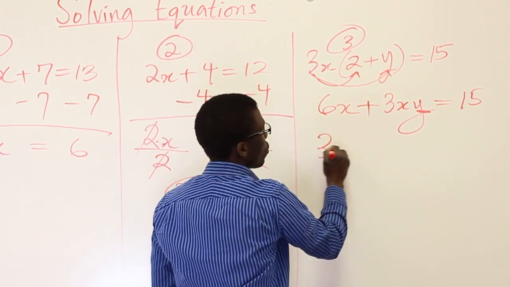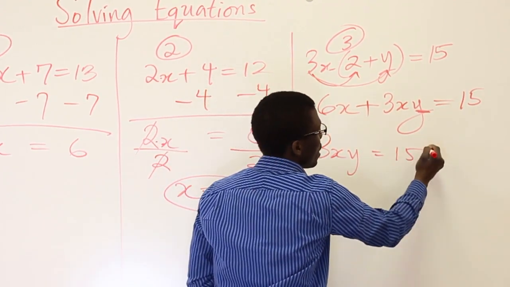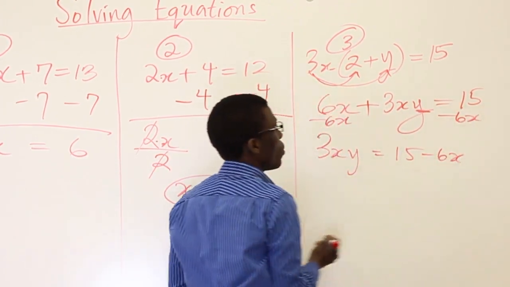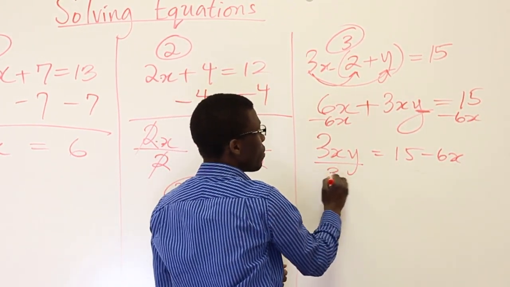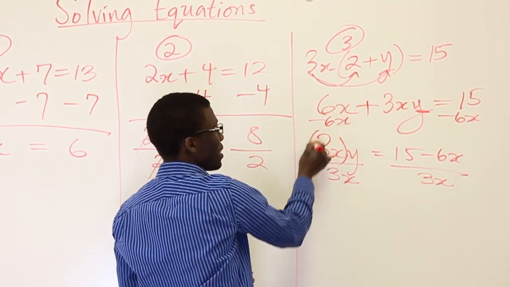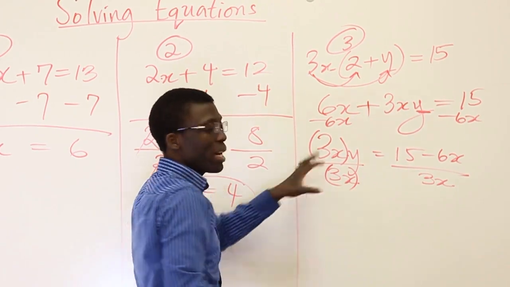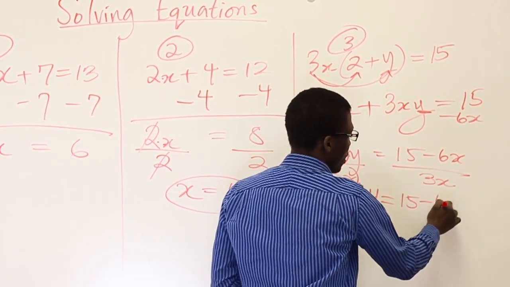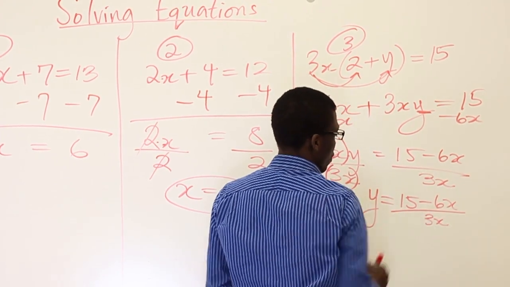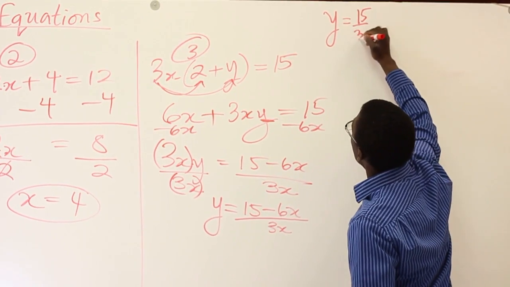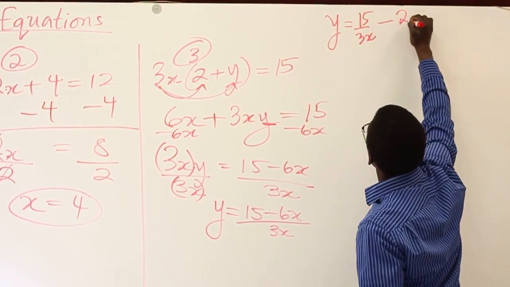Now we have 3xy is equal to 15 minus 6x, okay? Because I'm going to subtract 6x from both sides. And then I'm going to divide by 3x, okay? Because that is the thing multiplying y, and I want to get rid of it. So that leaves me with y is equal to (15 minus 6x) divided by 3x, okay? So then, therefore, my answer is y is 15 over 3x minus 2, okay?